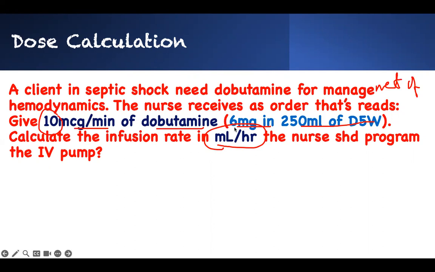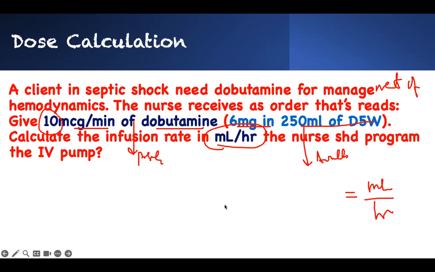I told you, if you see 6 milligram in 250, or you see milligram in 250, these are your available, what pharmacy will provide to you. If they give you this rate, this is the prescribed dose. And then you do the rest. They say calculate the infusion rate in ml per hour. So that's my answer. They want my answer to be what? ml per hour. That's all.